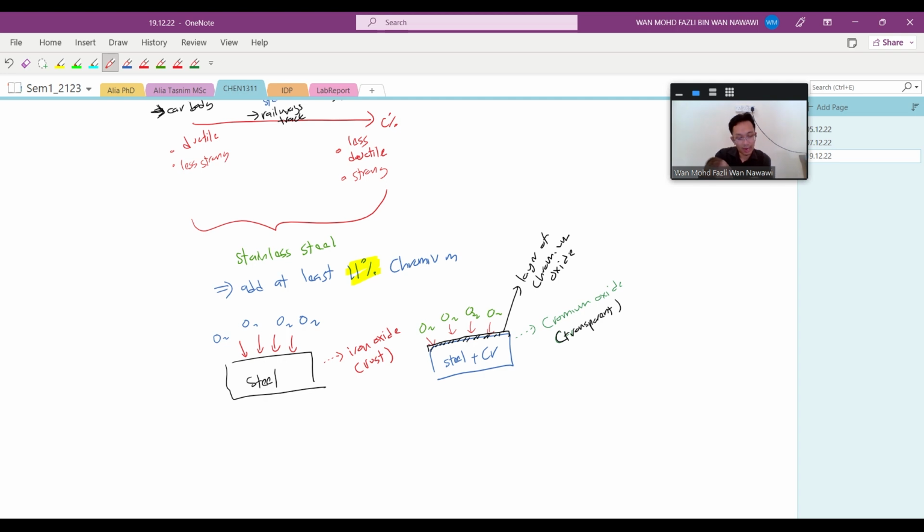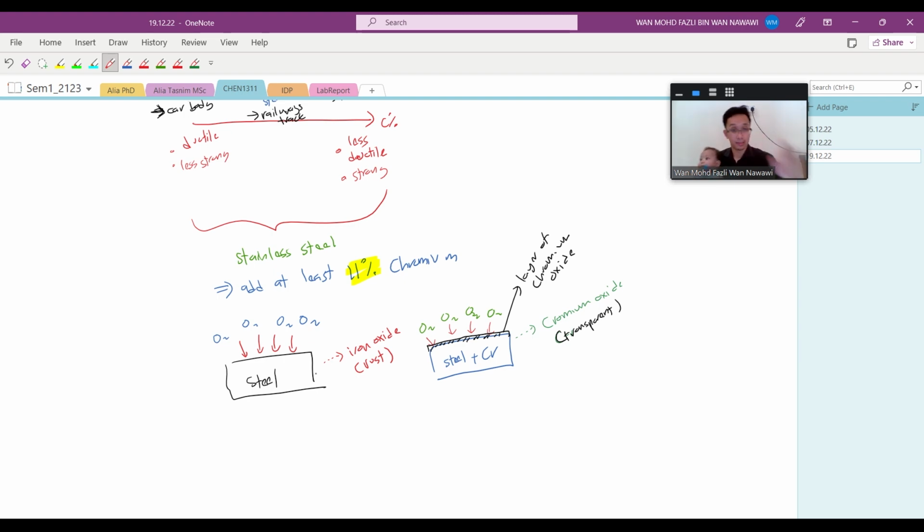So this is how stainless steel works. The chromium creates a passive layer on top of the steel to prevent further attack from the oxygen. So the oxygen cannot bind with the iron. So there is no iron oxide, no rust. So that is how the chromium oxide layer is made.